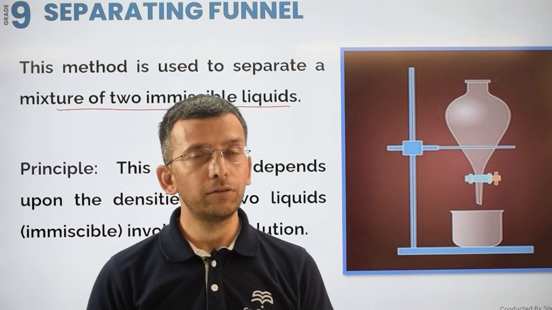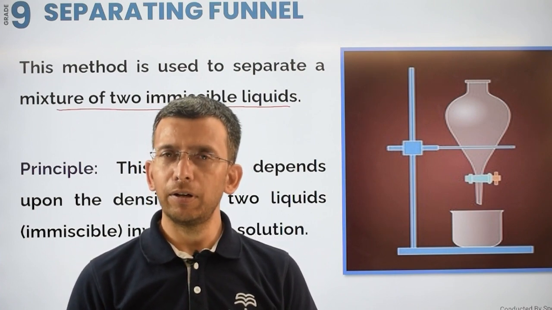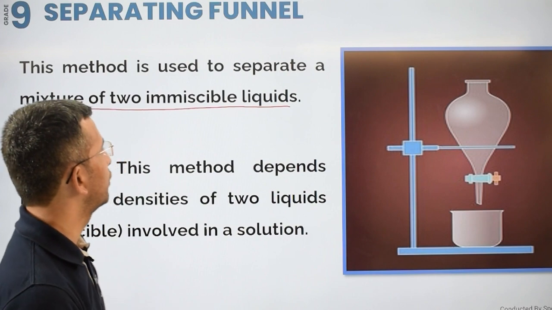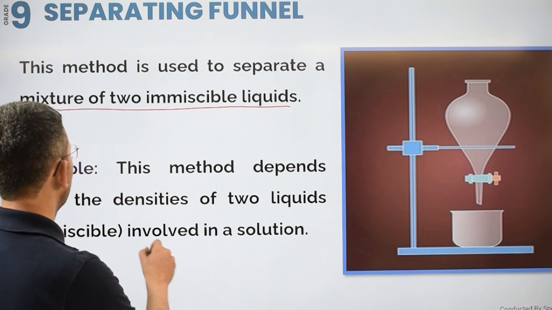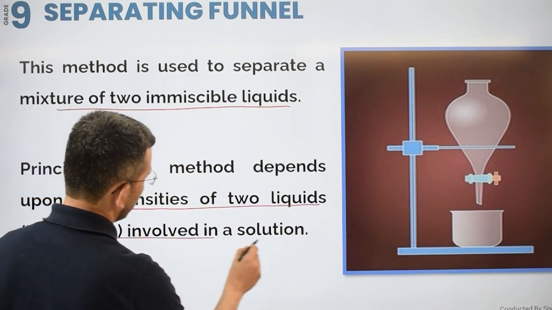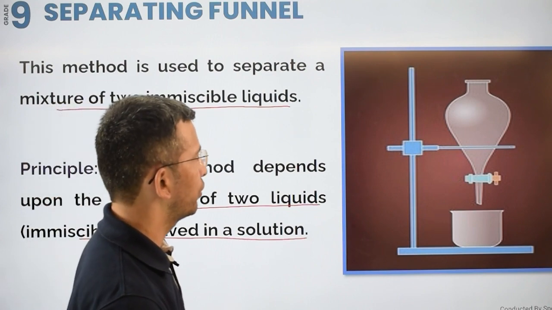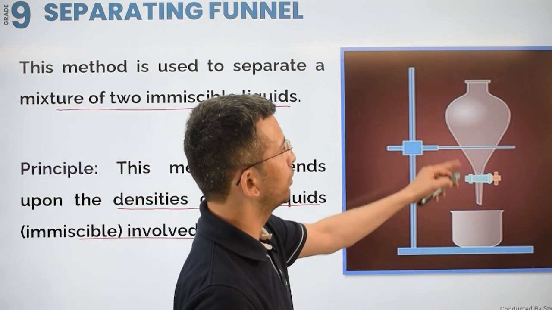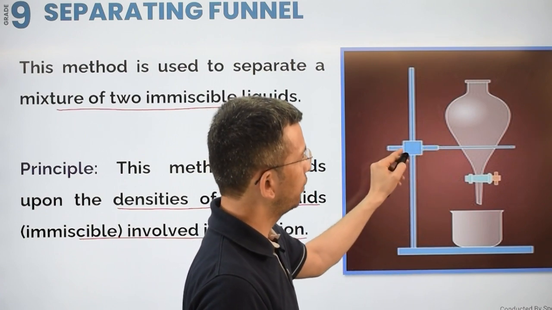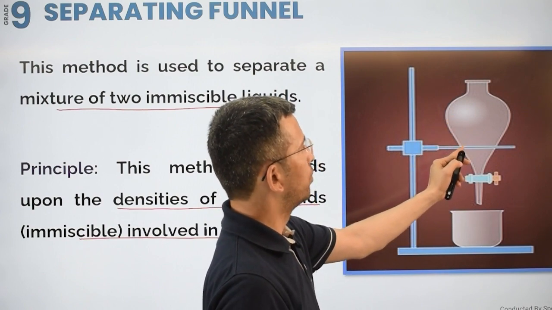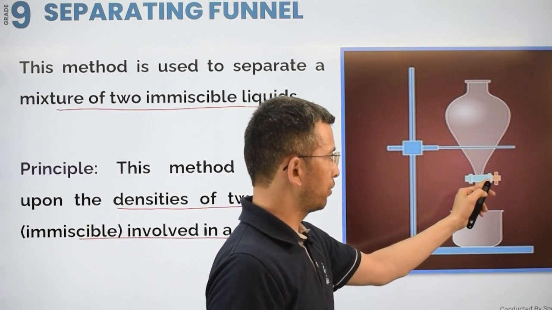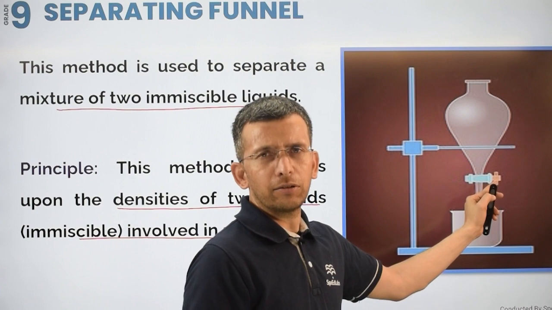If I have these kinds of liquids with me, how can I separate them? Here is the answer: the separating funnel. This method depends on the densities of the two liquids. Generally in this method, as you can see here, a separating funnel is used. This funnel is made from borosilicate glass, and we have to hang this borosilicate separating funnel in this fashion.